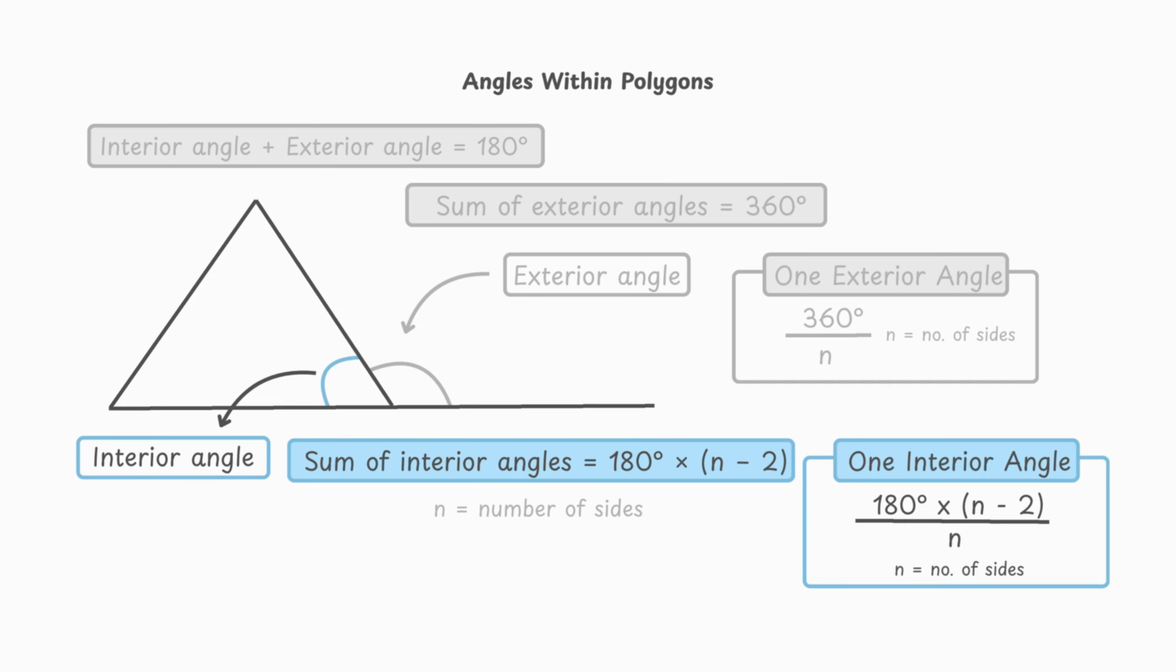Now take a moment to connect everything. Total exterior angles, 360. One exterior angle, 360 divided by n. Total interior angles, 180 times n minus 2. One interior angle, divide that total by n. These are the tools you will use to solve angle problems in polygons.